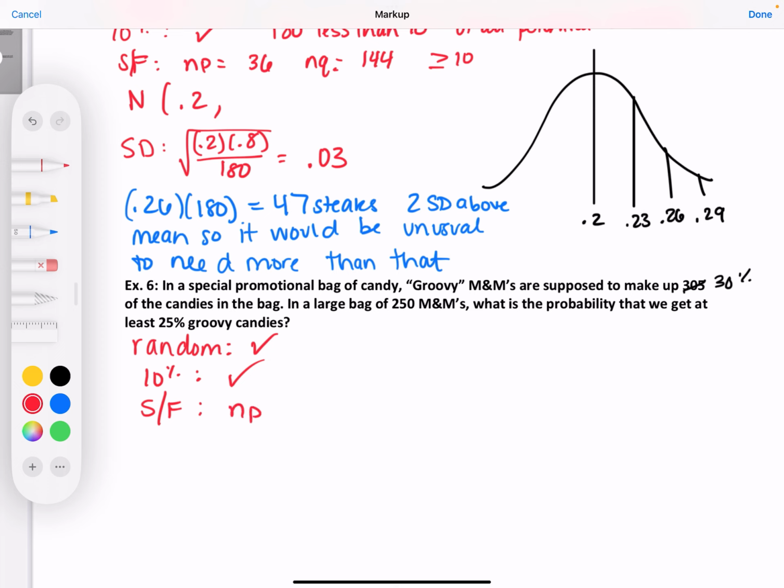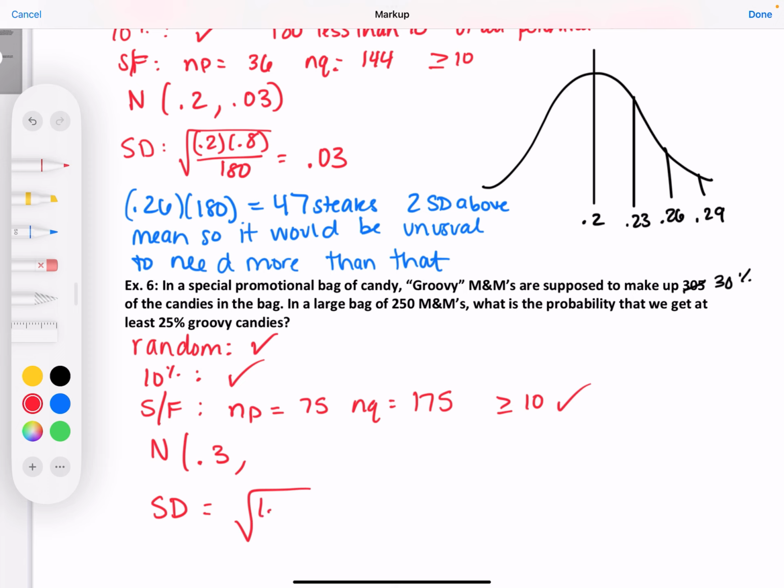np: 30% of 250 is 75. nq: 70% of 250 is 175, which are both greater than or equal to 10. So again, that condition's met, so I can use a normal model for 0.3, and then we'll find the other number. The standard deviation is going to be the square root of 0.3 times 0.7 over 250.